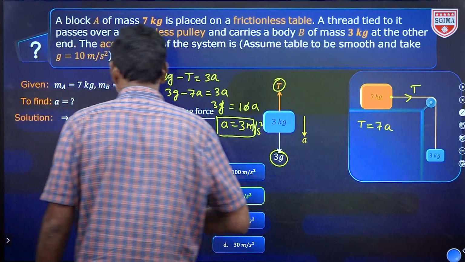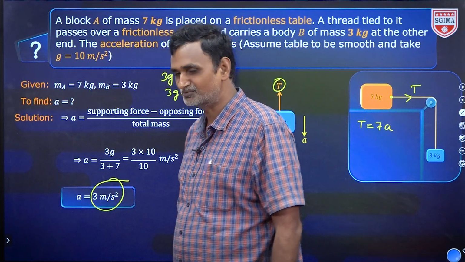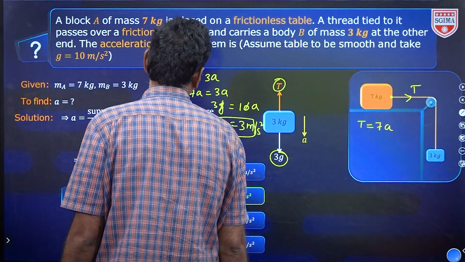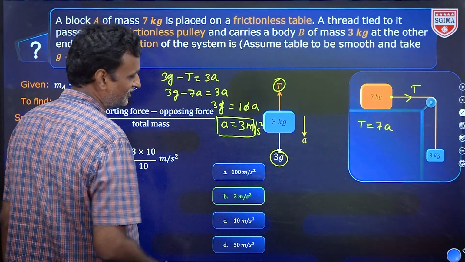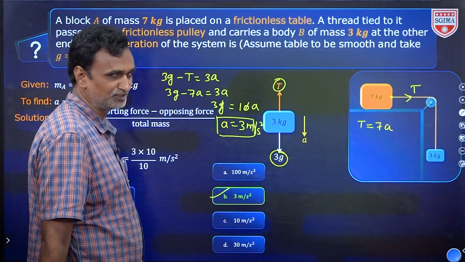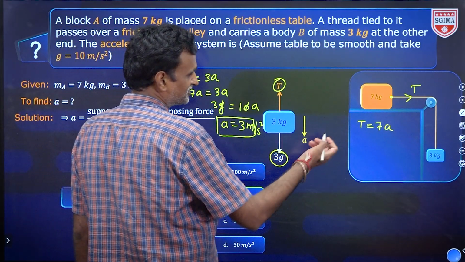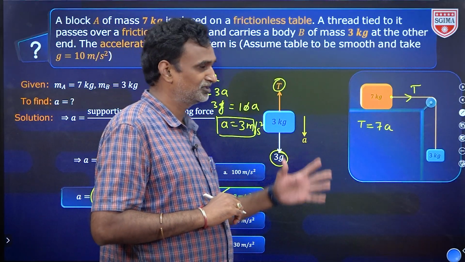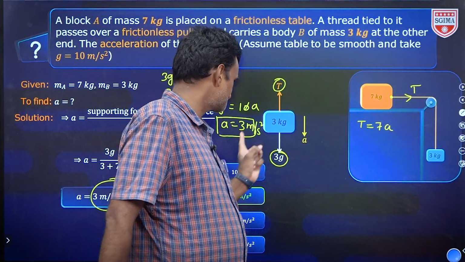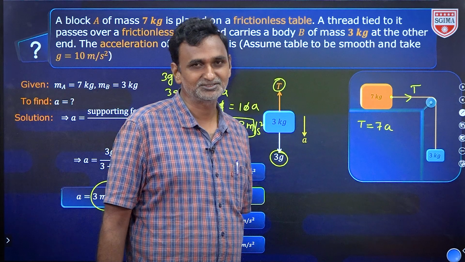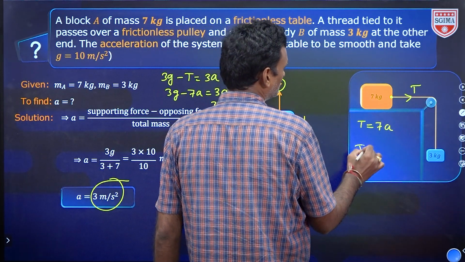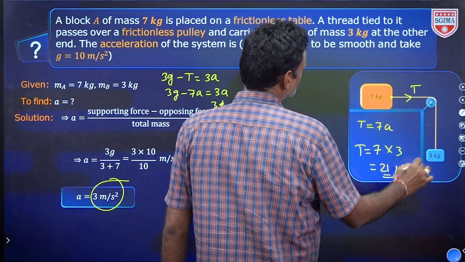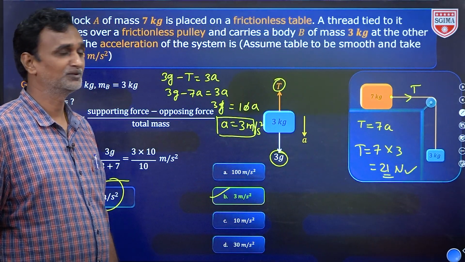You get the same answer. By any method you get the same answer. Okay? But this is somehow easier to find out the tension. Only acceleration they have asked, so the acceleration answer is done. But suppose the tension is asked, after getting acceleration you need to write the net force equation for any one of the bodies, and it is very simple. If you substitute the a value here, you get the tension answer. That is T equals 7 into 3, that is 21 newtons. Okay, tension also we are able to find.